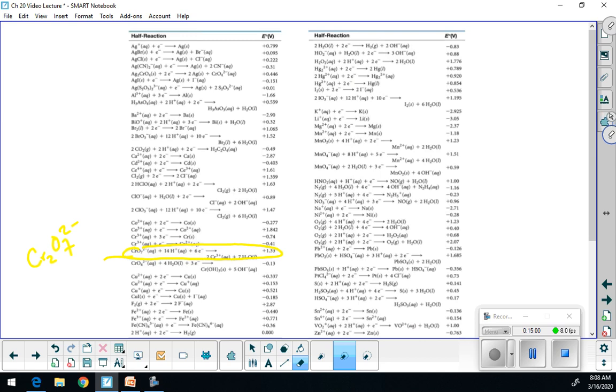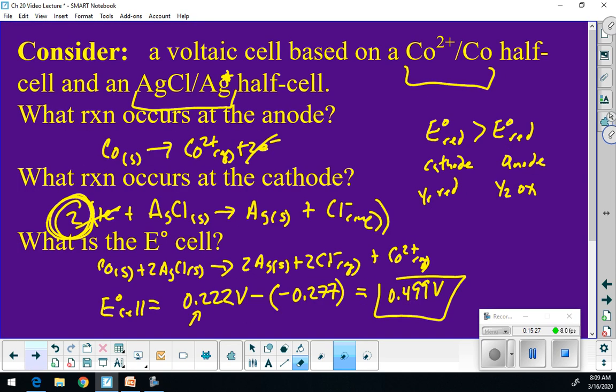What else did I say? Permanganate? Where's permanganate? Ooh, look at that. 1.51. That is a high standard reduction potential. And then I said what? Oh, holy moly. Look at this. My hydrogen peroxide, 1.776. So those all tend to be very strong oxidizing agents, and it's revealed through their standard reduction potentials.